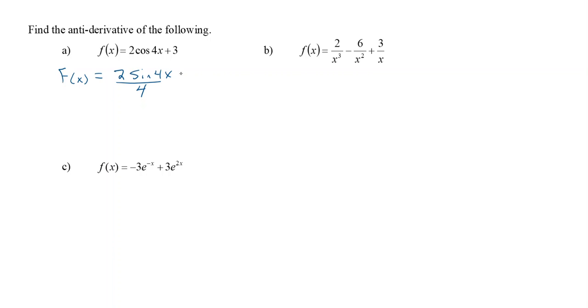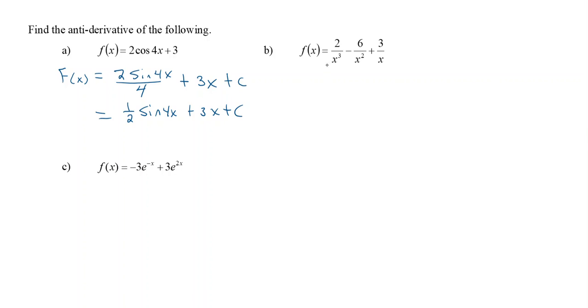Okay, and then plus 3, so this would now be plus 3x, and then plus c. And then I'll just clean this up. This 2 over 4 we'll call 1/2. So 1/2 sine 4x plus 3x plus c. Okay. All right, looking at B.